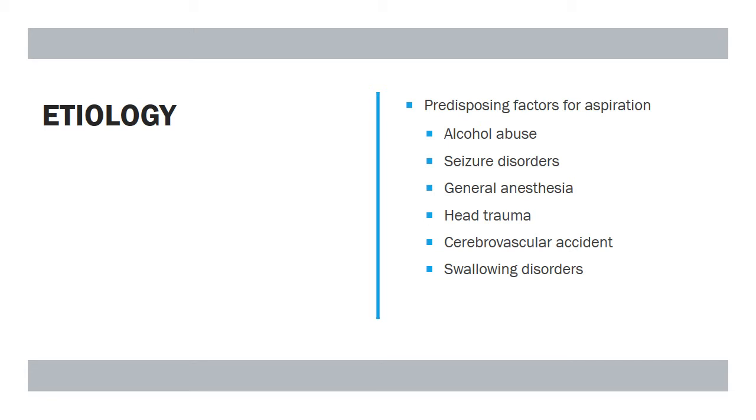atelectasis, and excessive airway secretions with empyema. Common causes of aspiration pneumonia and lung abscess include alcohol abuse, seizure disorders, general anesthesia, head trauma, cerebral vascular accident or stroke, and swallowing disorders that are common in the elderly. Lung abscesses are most common as a complication of an aspiration pneumonia, and that's why you see these things causing a lung abscess. Anything that makes you sleepy or have trouble thinking or swallowing.